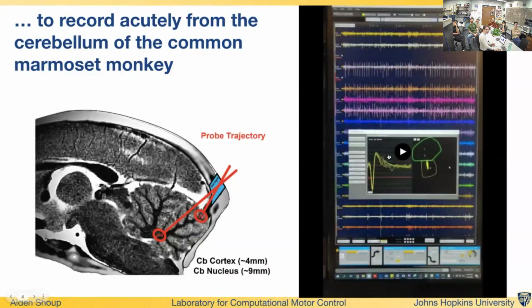But you can see that spike that was popping up here, that was our complex spike. What we believe to be a learning signal in the cerebellar cortex. All right.